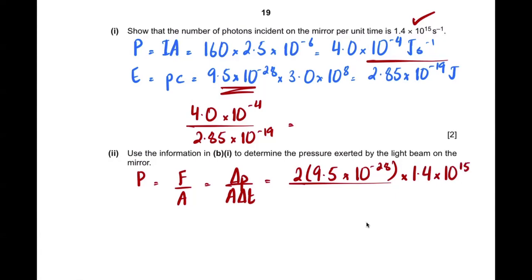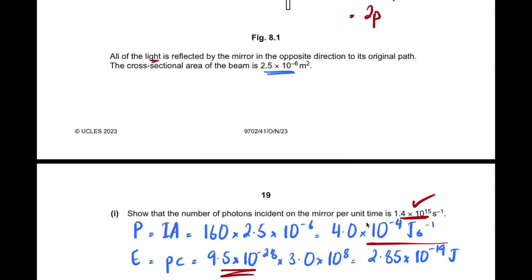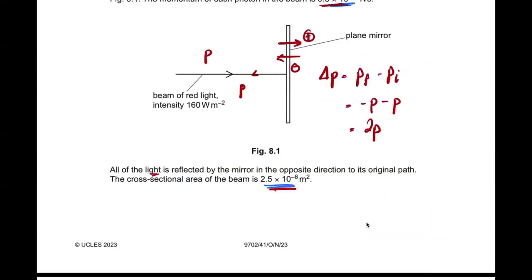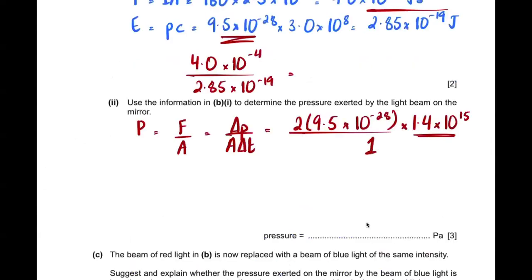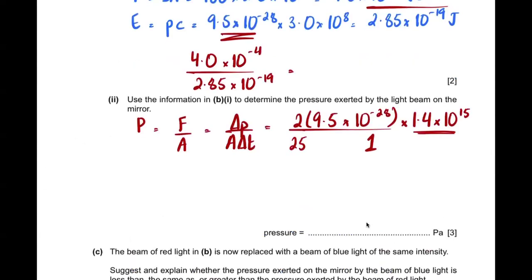Because what we are doing, the change in momentum, this is for 1 photon, right? Now I would divide by the time. So let's say this is for 1 second. In 1 second, you have a total of this many photons being incident here. And then A, the area, which is given as 2.5 into 10 to the negative 6. So you multiply this and the pressure turns out to be 1.1 into 10 to the negative 6 pascals.